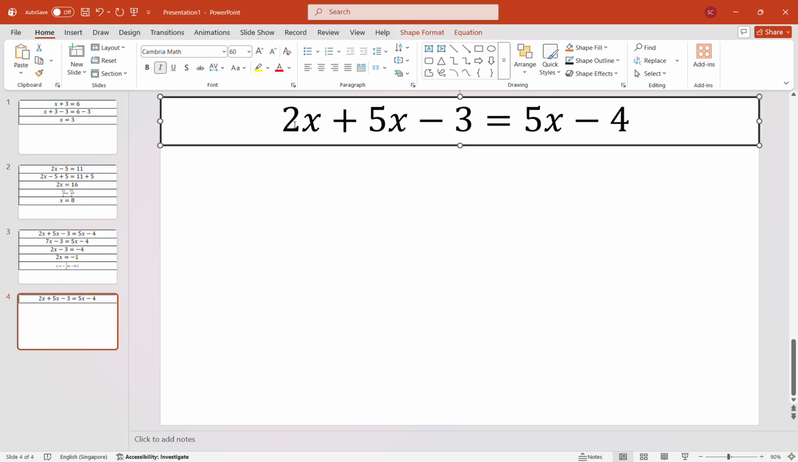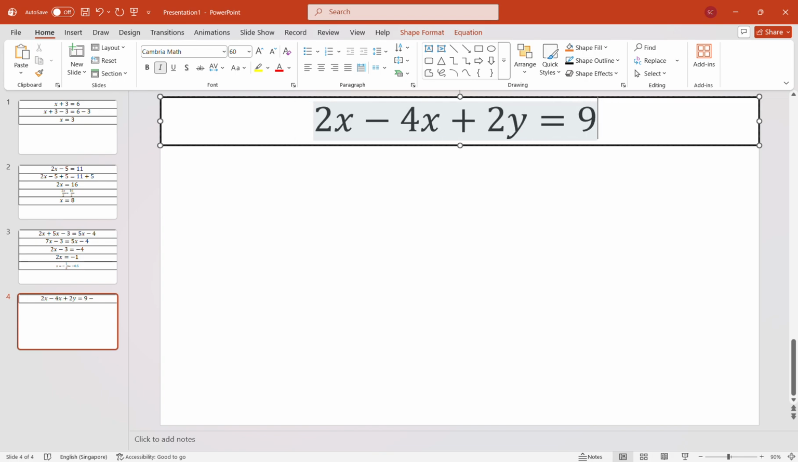Okay, so let's try one last problem before we go, yeah? 2x minus 4x plus 2y equals 9 minus 9 plus 2y.